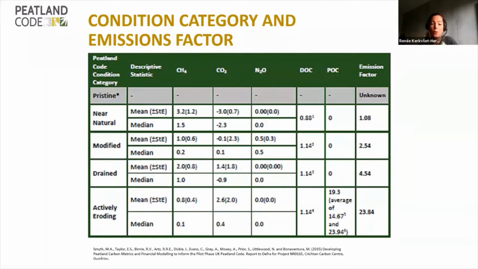So we will hopefully also have more condition categories soon. But here you can see that actively eroding, for example, has an emission factor of almost 24 tons of CO2 equivalents per hectare per year, and a drained area of 4.54. So if you move from actively eroding to the drained area, you save about 19 tons of CO2 equivalents per hectare per year. So that's how that then relates into carbon units.